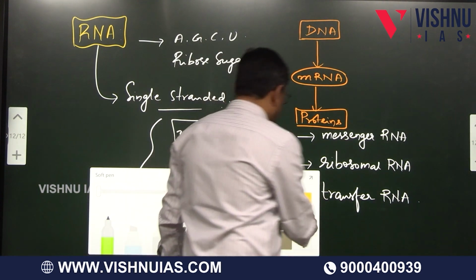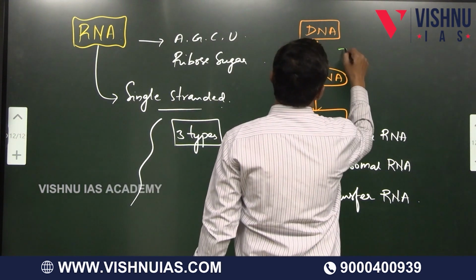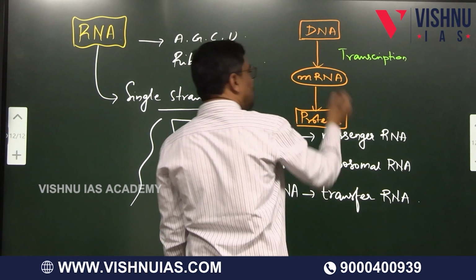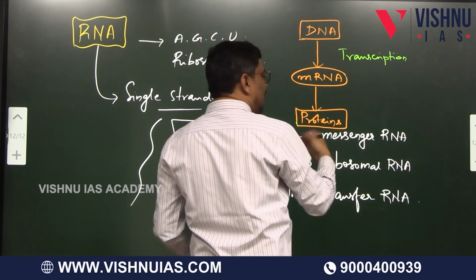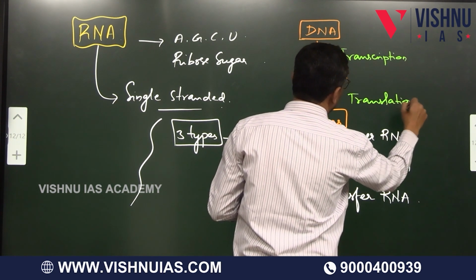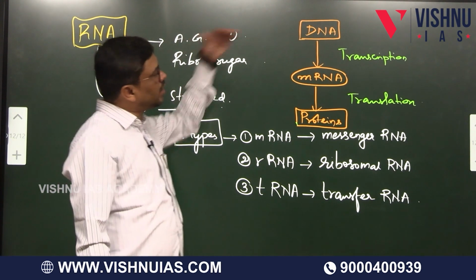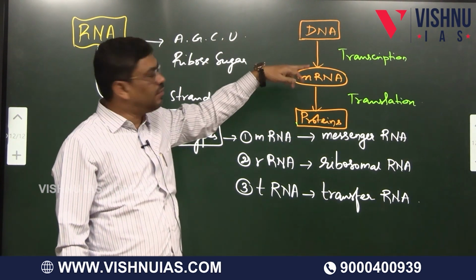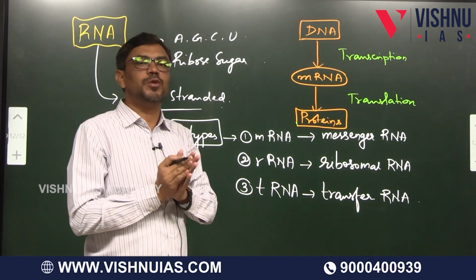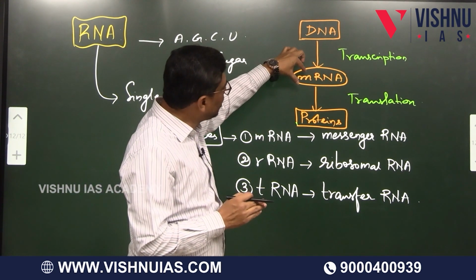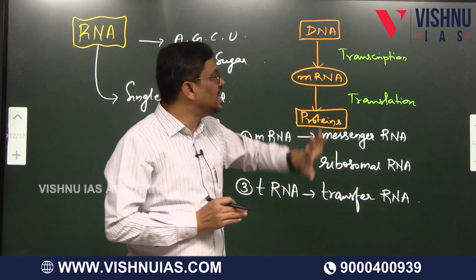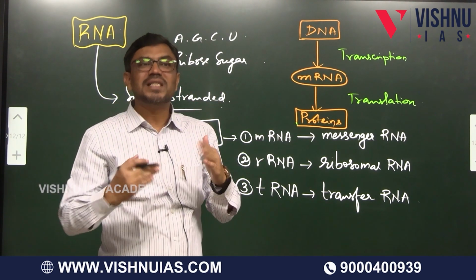the genetic information present in the DNA will be transcribed to mRNA, and this process is called transcription. From mRNA, the genetic information will be expressed in the form of final products, called translation. So the genetic information present in the DNA will be expressed in the form of mRNA. This process is called transcription. You have to remember the terminology, transcription. Now this information present in the mRNA will finally be expressed in the form of proteins, and this process is called translation. This entire process is called the central dogma of life.